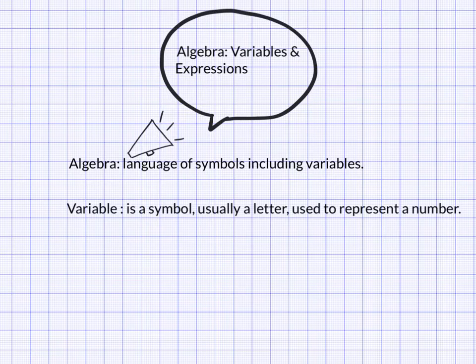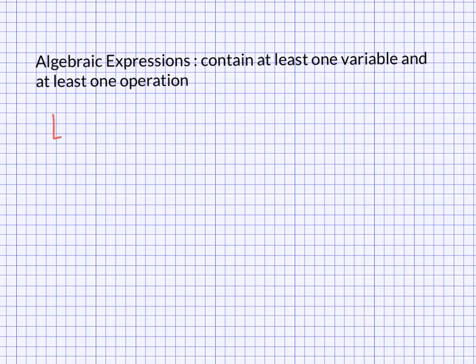Now, a variable is a symbol, usually a letter, used to represent a number. So an example of a variable could be x, y, or a. A non-example would be 3, 6, or -10. An algebraic expression contains at least one variable and at least one operation, whether it's addition, subtraction, multiplication, or division.